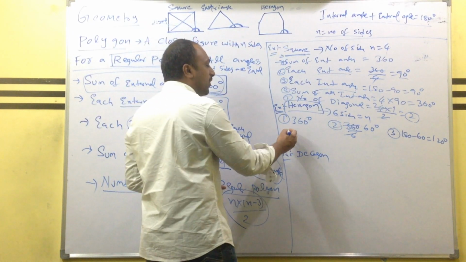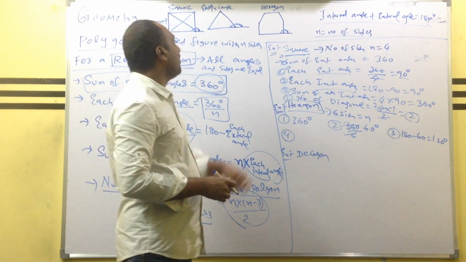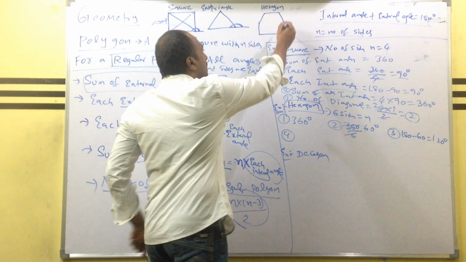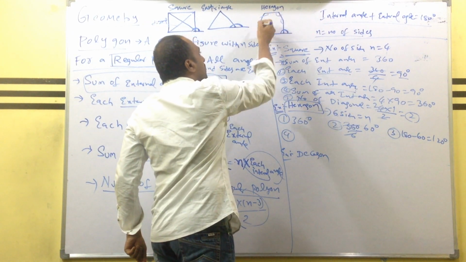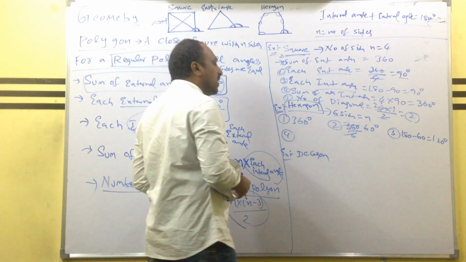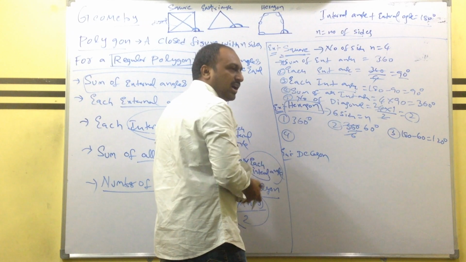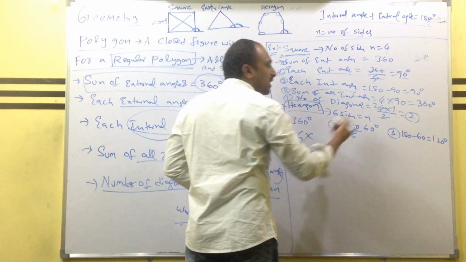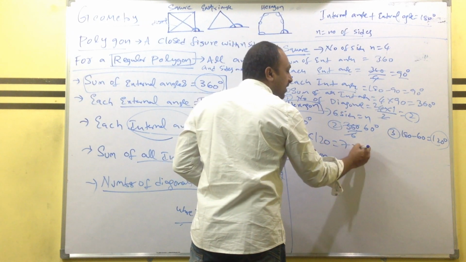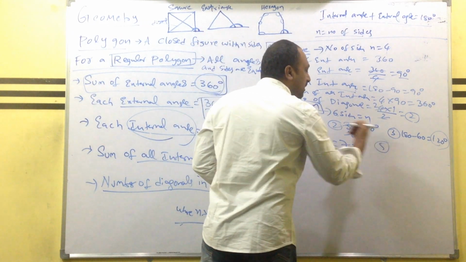And now getting into the fourth question. The fourth question is the sum of all internal angles. This is a hexagon. You can see all the internal angles. Their sum is how much? It depends on how many sides you have. 6 sides in a hexagon. So 6 into each internal angle, 120. 6 into 120 is how much? 720 degrees.